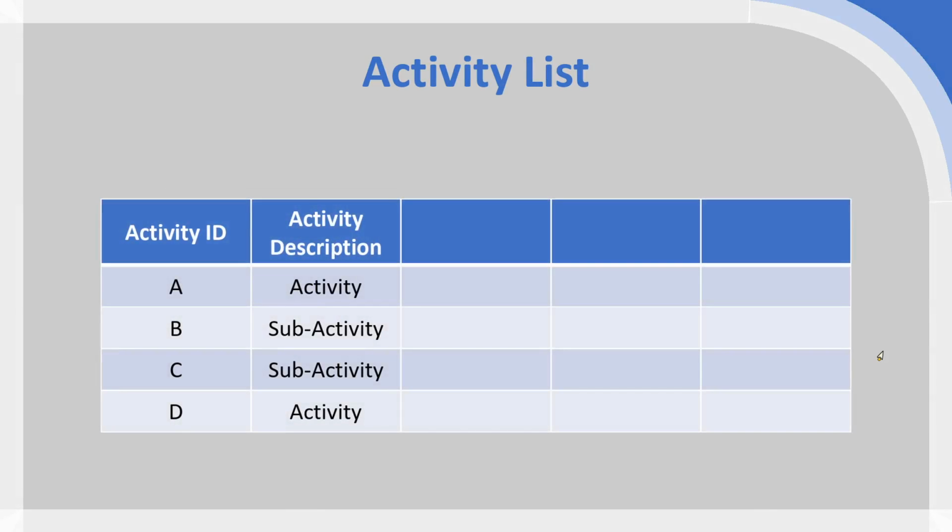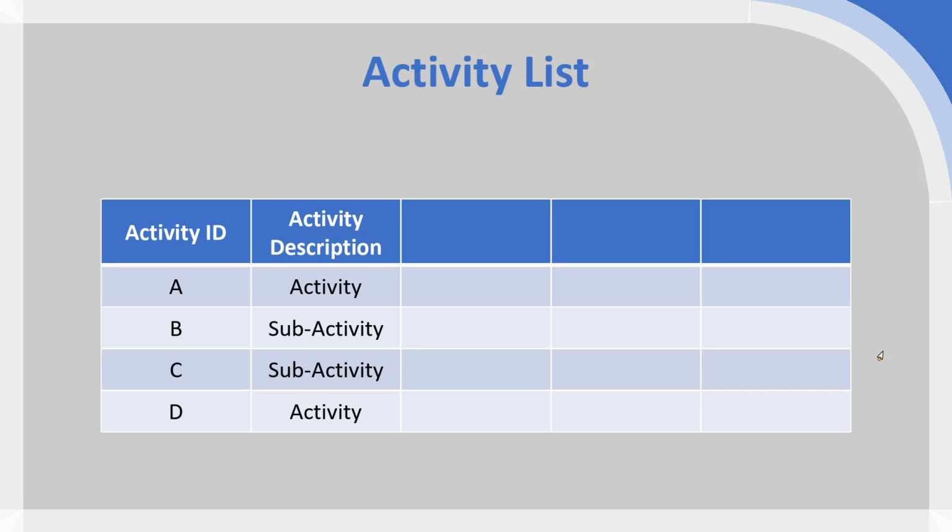So here we have our 4 activities and we are labeling them with a letter, which is going to serve as the activity ID. Now, this doesn't have to be hierarchical, but it does have to be unique. So we must have a unique ID for each individual activity or item that we've identified.